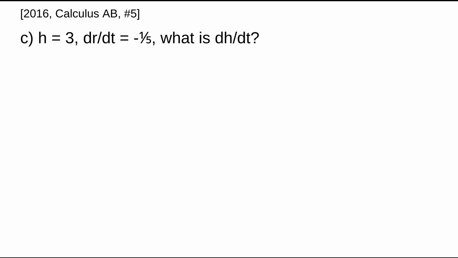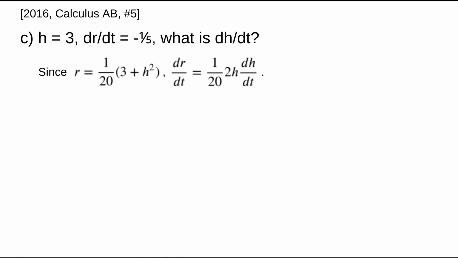In part C of the question, at the instant where the height of the liquid is 3, dr/dt is negative 1/5. What is dh/dt at that time? So using the formula for the radius, 1/20th of (3 plus h squared), by applying implicit differentiation, we can solve this. This is essentially a related rates problem.